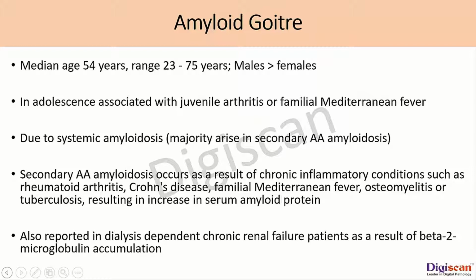Secondary AA amyloidosis occurs as a result of chronic inflammatory conditions such as rheumatoid arthritis, Crohn's disease, familial Mediterranean fever, osteomyelitis, or tuberculosis, resulting in increase in serum amyloid protein. It has also been reported in dialysis dependent chronic renal failure patients as a result of beta 2 microglobulin accumulation.